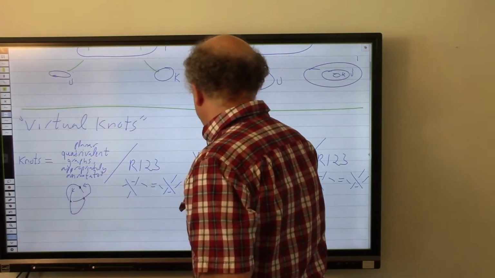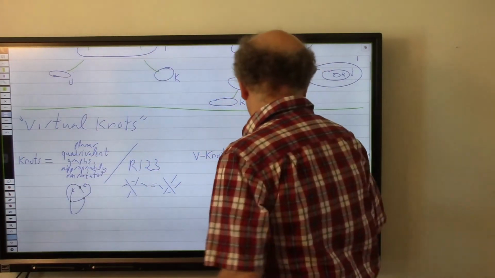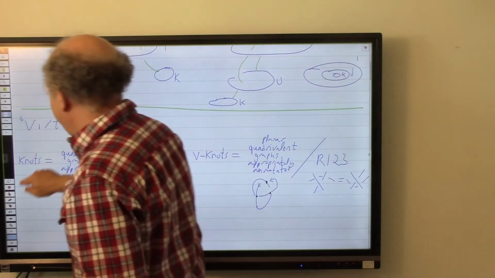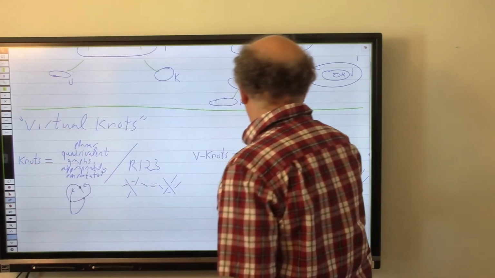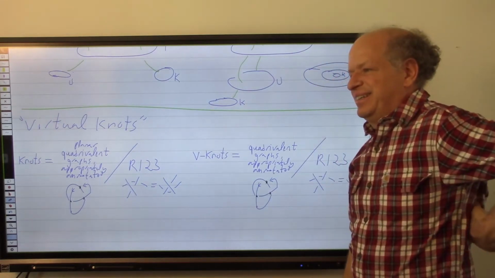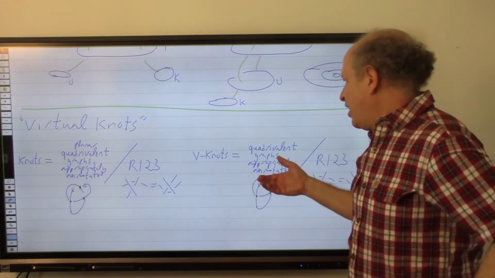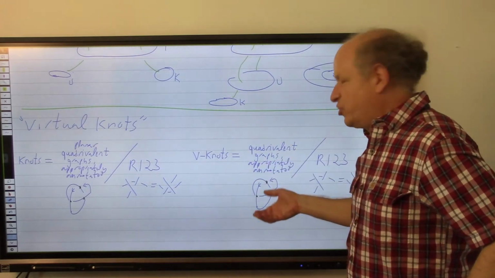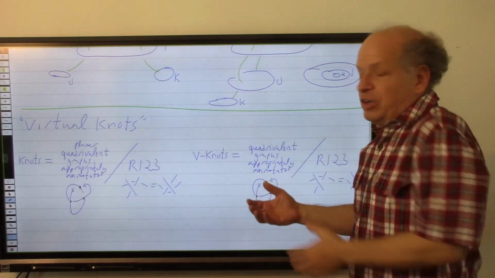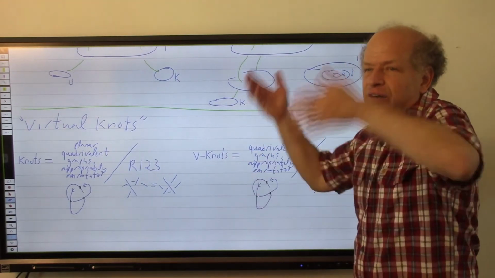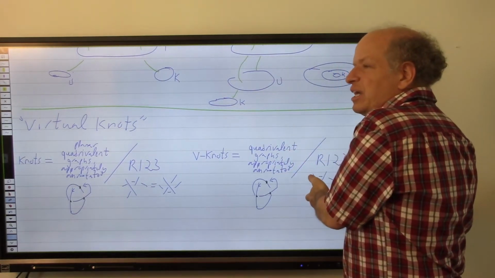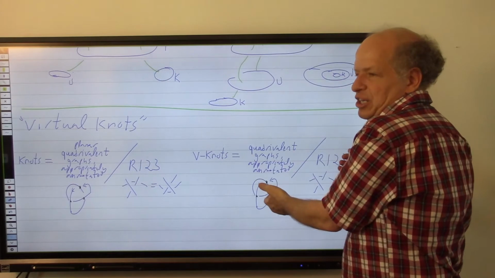Now I want to define virtual knots. So virtual knots is exactly the same, except you delete the word planar. So the graphs are abstract quadrivalent graphs with the same annotations. They're not embedded in any plane. They are on their own. And you mod out by the same relations. It's a completely abstract construction.